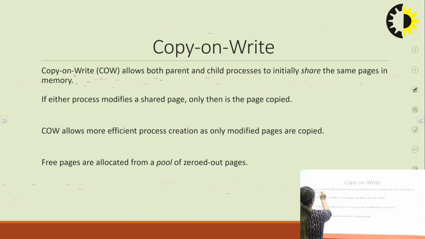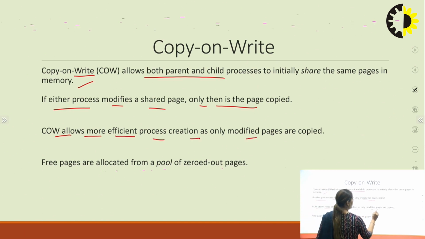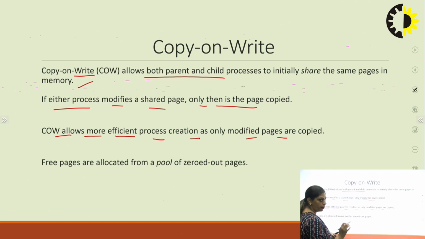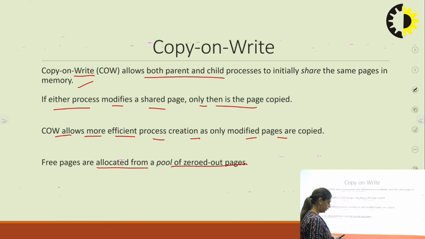Okay. Copy on write allows both parent and child processes to initially share the same pages in memory. If either process modifies a shared page, only then is the page copied, otherwise not. Okay. COW allows more efficient process creation as only modified pages are copied, not all. Free pages are allocated from a pool of zero-filled pages, right? And whenever pages that were being used by the program are now free, they can be collected separately.